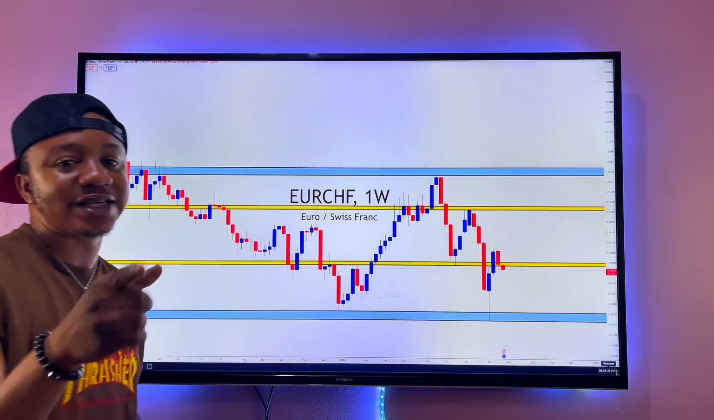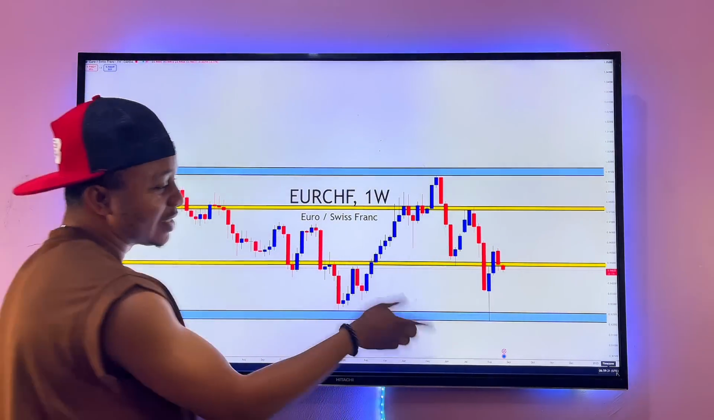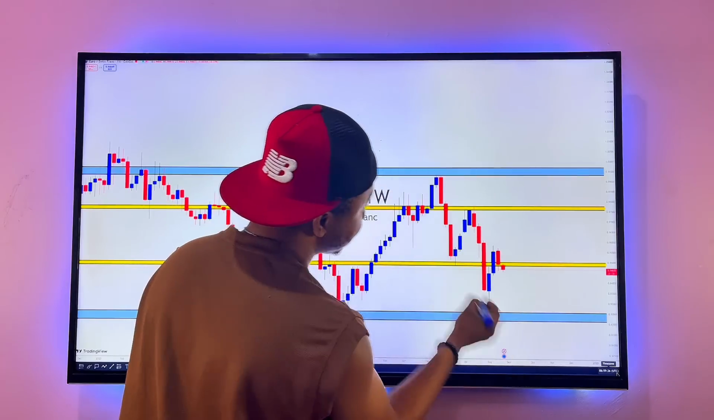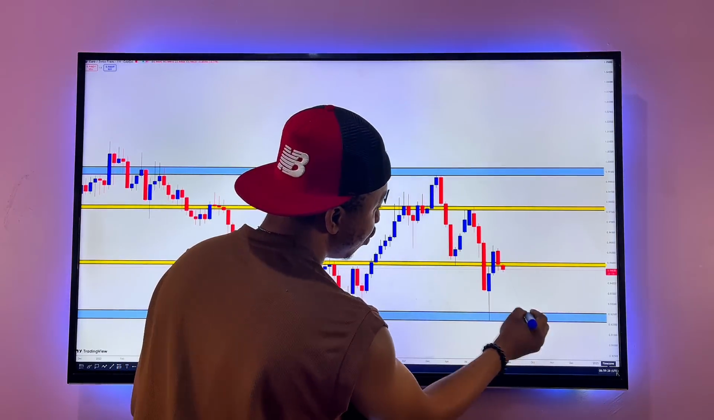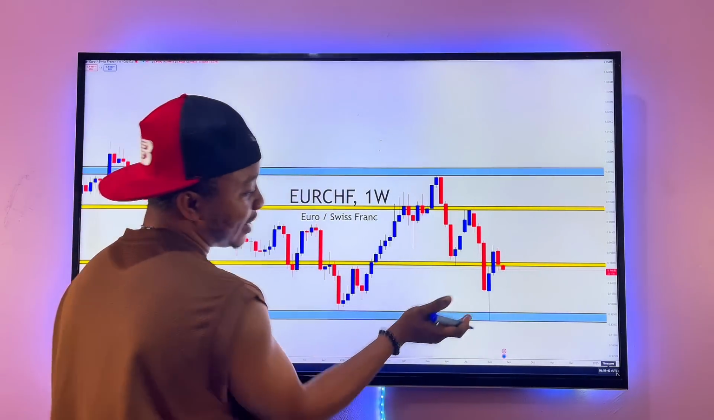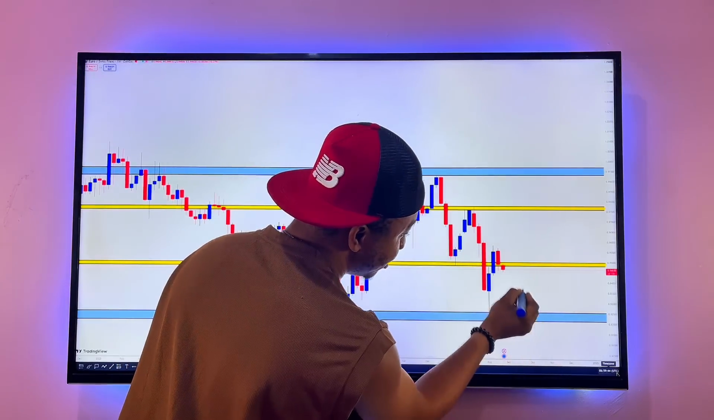So the question that we asked ourselves on the monthly time frame has been answered here on the weekly. We know very well that price is dropping all the way down since it is creating lower lows and lower highs. So the next level that price likes to hit here on the weekly time frame is this weekly support level.